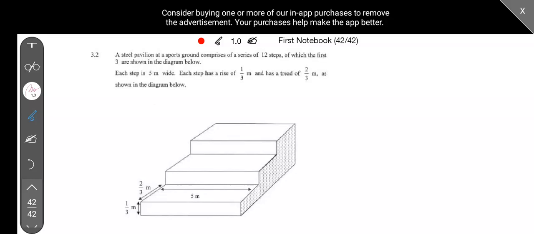In this lesson, we'll be doing an activity based on sequence and series, and this is basically an application lesson. So they say a steel pavilion at a sport ground comprises a series of 12 steps, of which the first 3 are shown in the diagram. Each step is 5 meters wide. Each step has a rise of 1/3 and a thread of 2/3 meters, as shown in the diagram below.